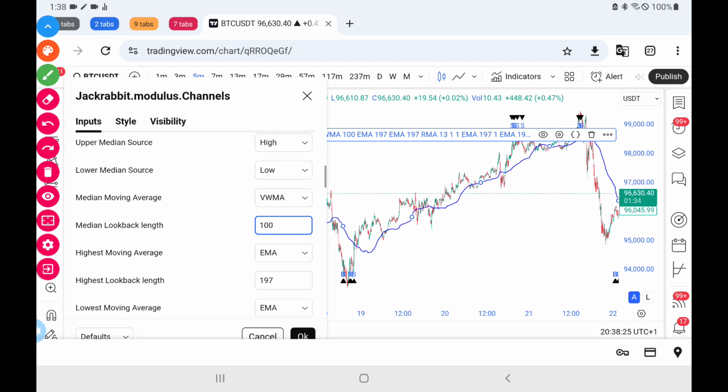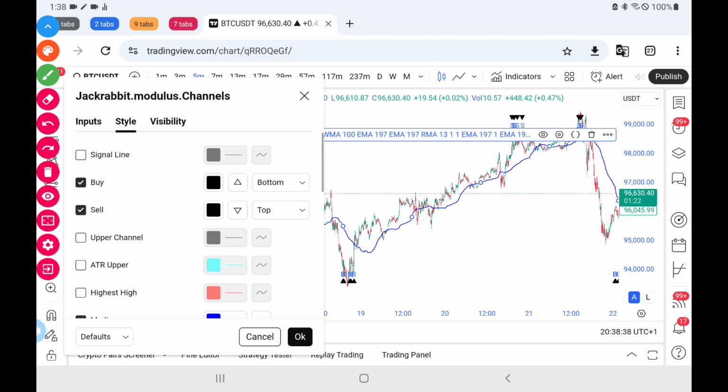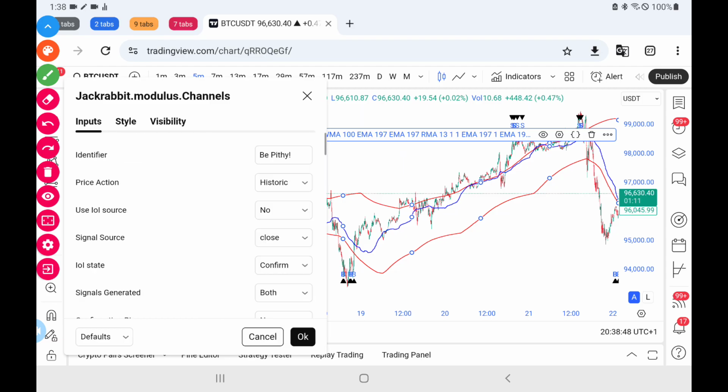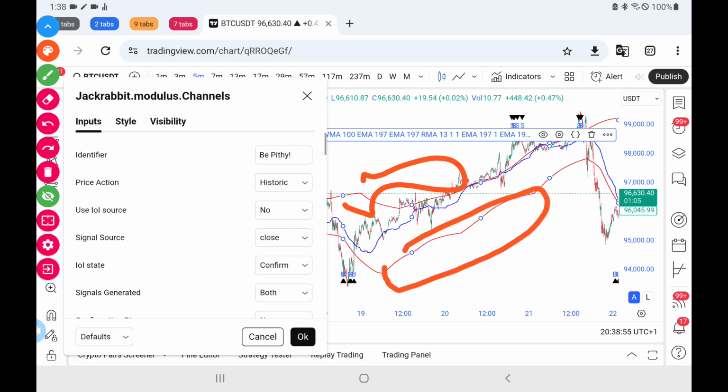So let's go next to the upper and lower ranges, or the high and the low, between Bollinger Bands, Keltner, Donchian, so forth. High and low are the next levels within the Jackrabbit Channels Indicator. The high is the upper boundary up here. The low is the lower boundary down here.